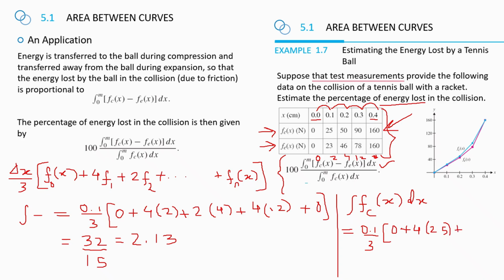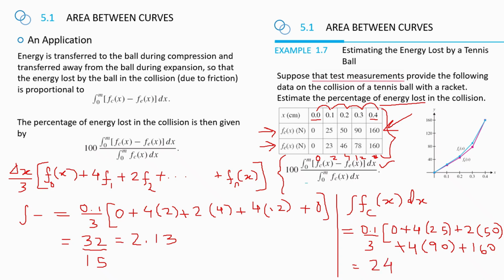And your third value is 50, so let's multiply with 2. So 2 times 50. And your next value is 90, let's multiply by 4. And the last value, no change, keep it as it is, which is 160. And you are going to get your denominator as 24.